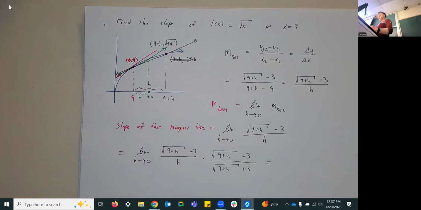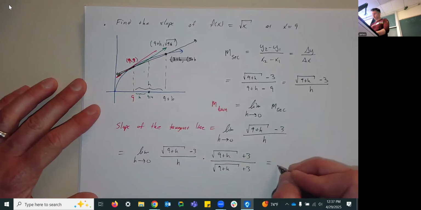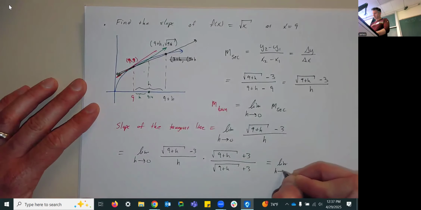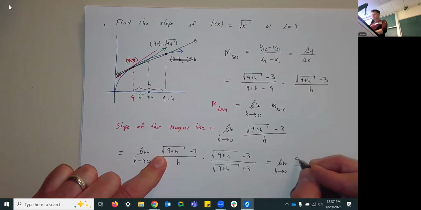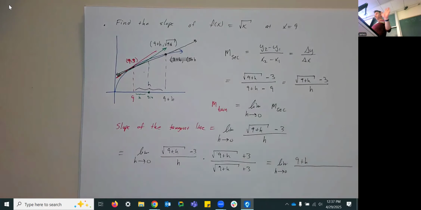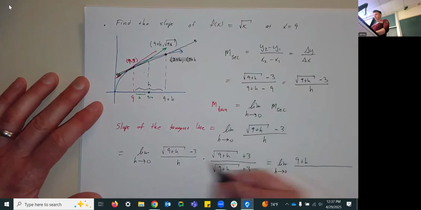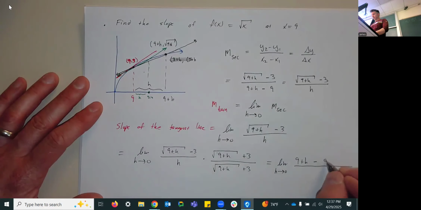Just like before, we multiply out the things that are actually conjugates. So we're going to have the limit as h approaches 0. On top, you're going to get the square root of 9 plus h times the square root of 9 plus h, which is 9 plus h. The middle terms cancel out, and then we get minus 3 times 3, which is minus 9.